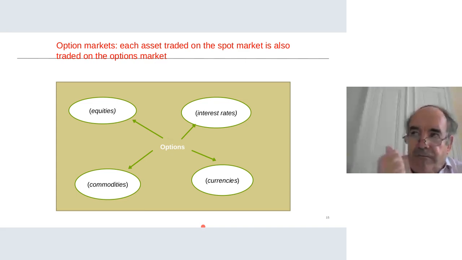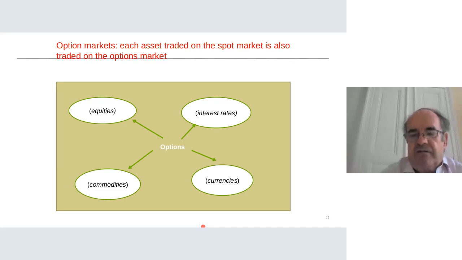Okay, so four markets: spot, forward, options, swaps, connected markets. On each of these markets, we trade four classes of assets: equities, interest rates, commodities, currencies.